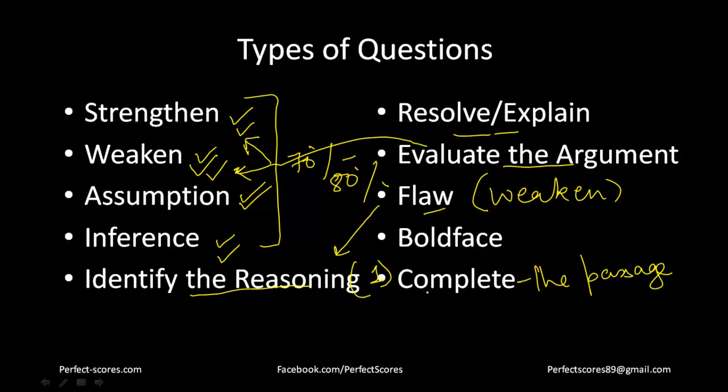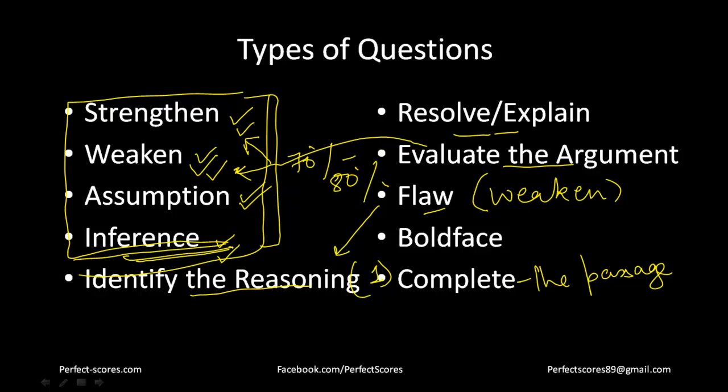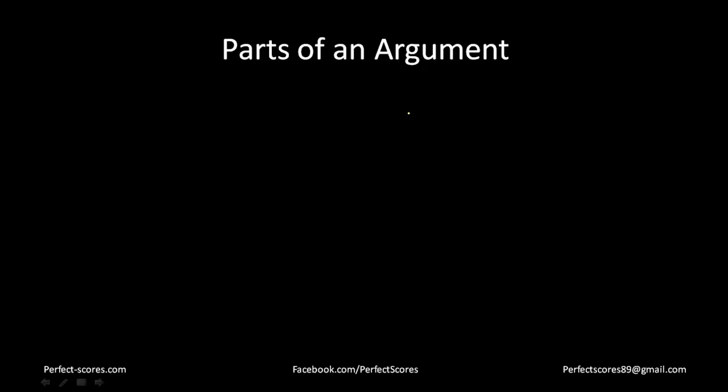There may be a couple of more rare questions, but what you need to remember is that these 4 question types that I'm highlighting over here are very important if you want to score well in critical reasoning. You have to be very good. These should be your strong areas: how to strengthen the argument, how to weaken it, how to find the assumptions, inference, and along with that it will be easy for you to go through the evaluate the argument type of questions as well. Now we have parts of an argument in front of us.